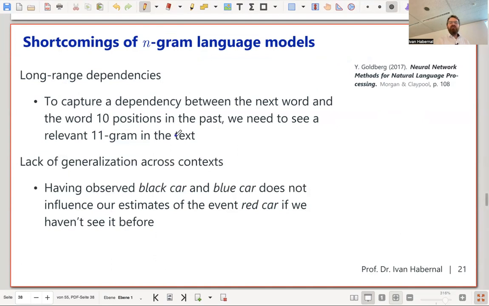And then there is the lack of generalization across contexts. If you observe black car in the training data, and blue car, it doesn't influence our estimates of red car if we haven't seen it before. It doesn't really generalize, because you know the probability of these things, but if you never see a red car, you have no guess about the probability. It doesn't generalize across contexts. These are the shortcomings.